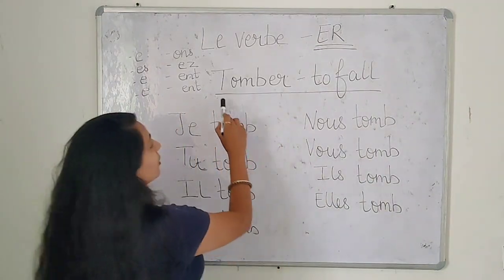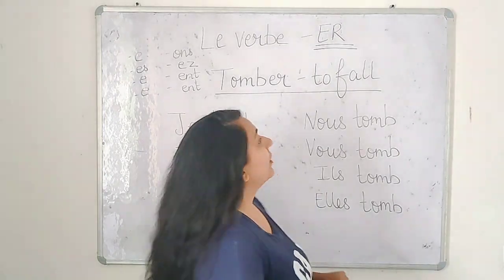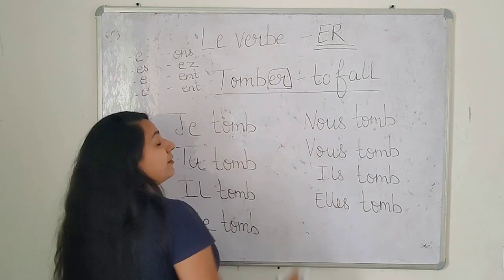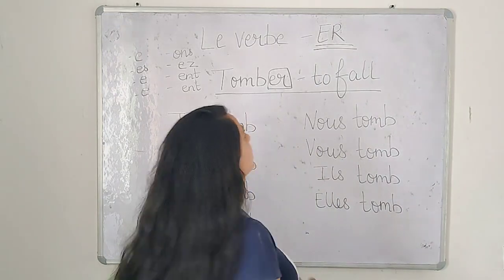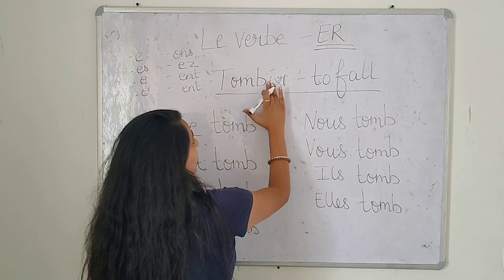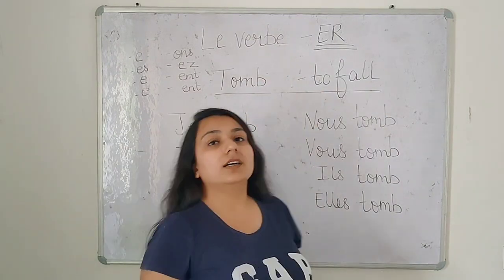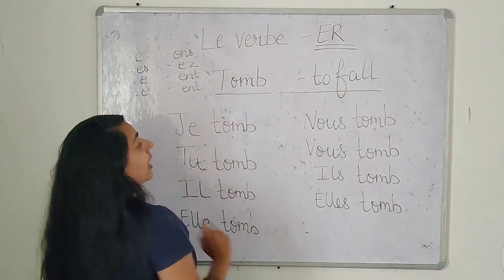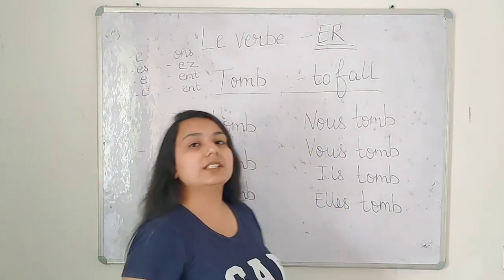I have written one verb over here, tomber. Tomber means to fall. Now as you can see, this verb is ending with ER. Now we will follow the first step. The first step was to remove ER from the end. So let's just remove ER from the end. When we remove ER from the end, we will come to the second step, that was to find the stem. So when we remove ER from the end, we find our stem, that is tomb. After removing ER, we are only left with TOMB. So this is the stem.